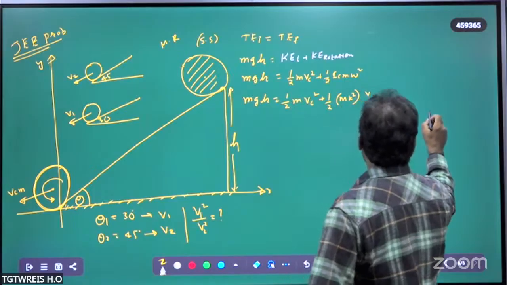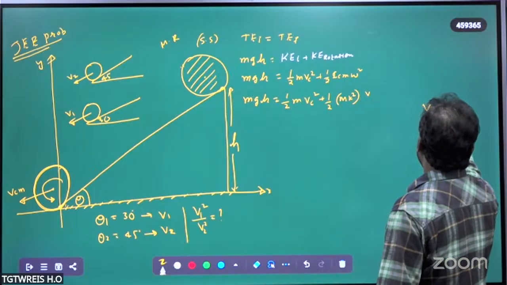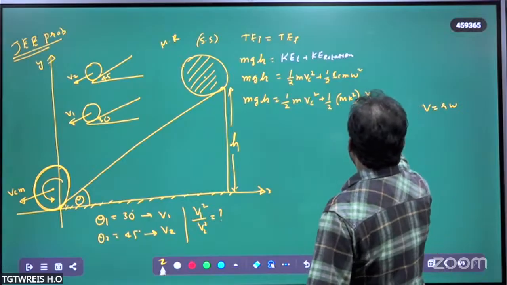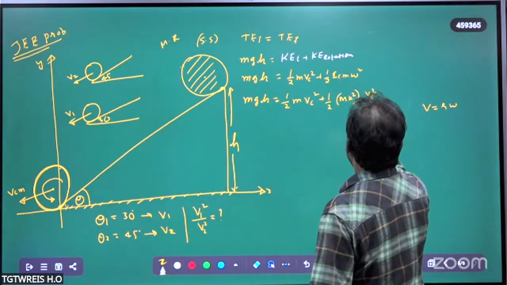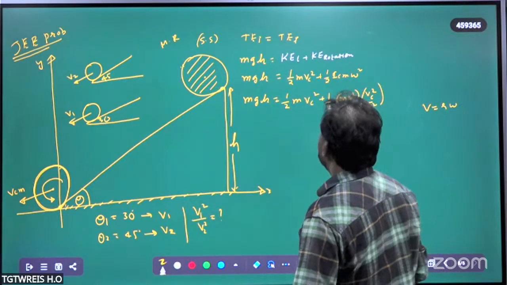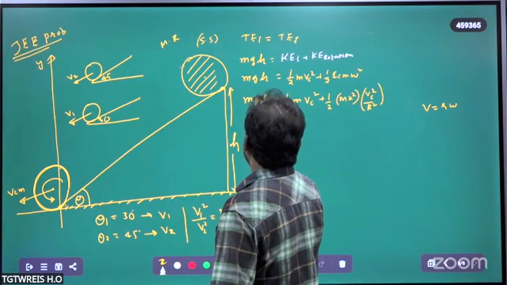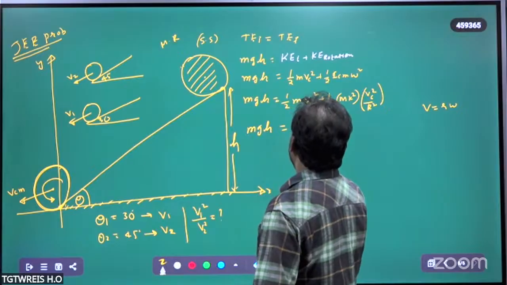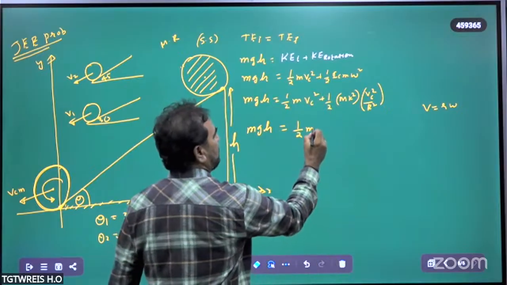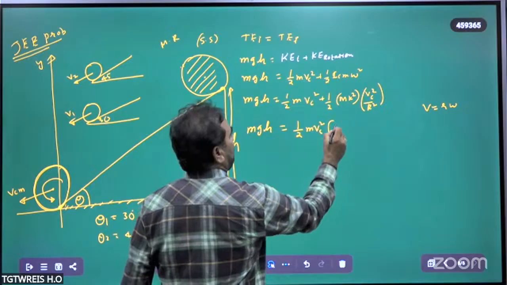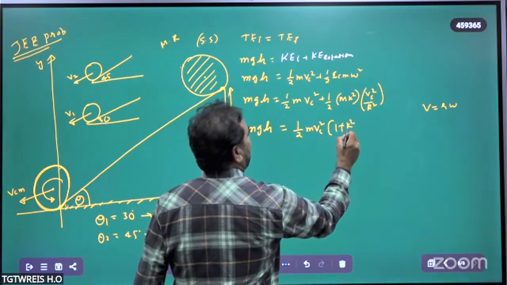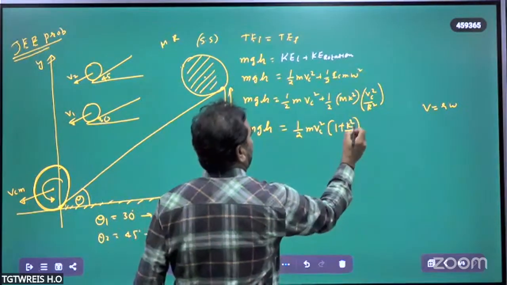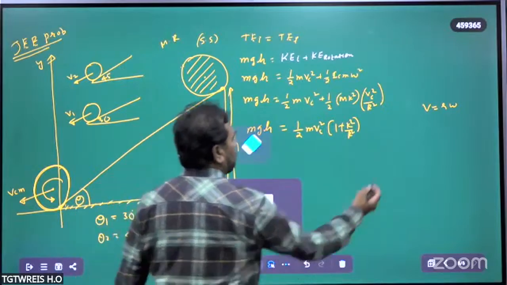No, v is equal to r omega. V is equal to r omega already, so omega is equal to v by r, and vc square upon r square becomes equal. What do we write here? mgh is equal to half m vc square, take vc square common, 1 plus k square upon r square. Okay.